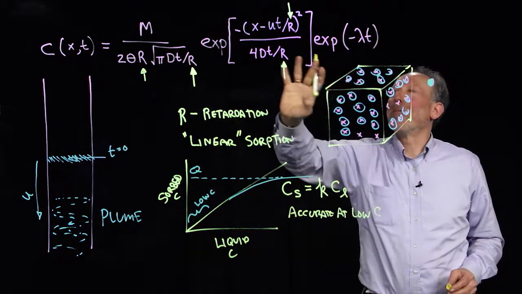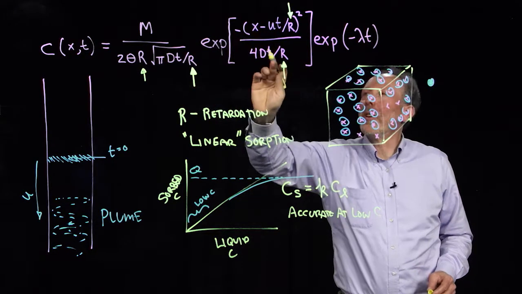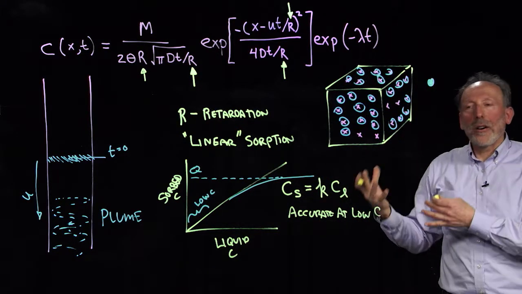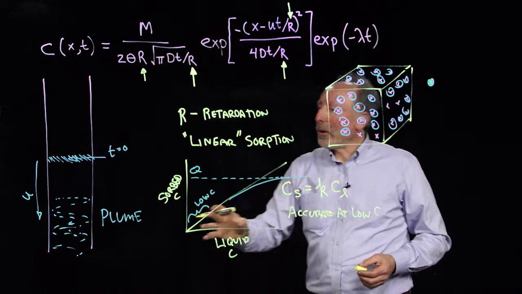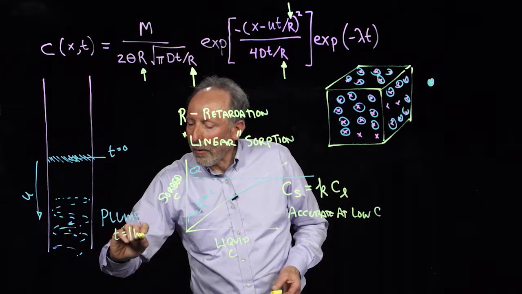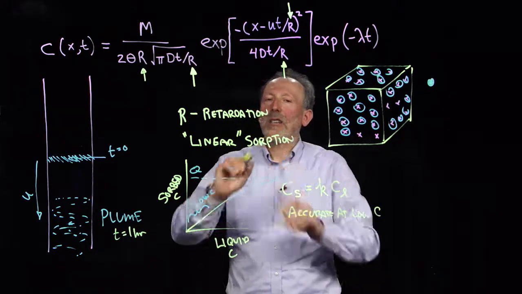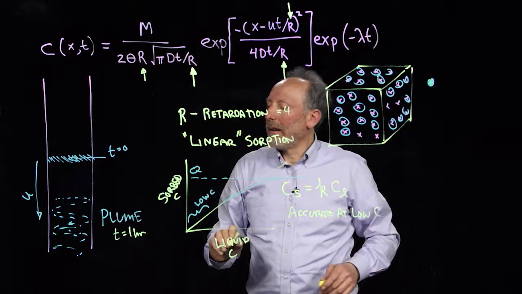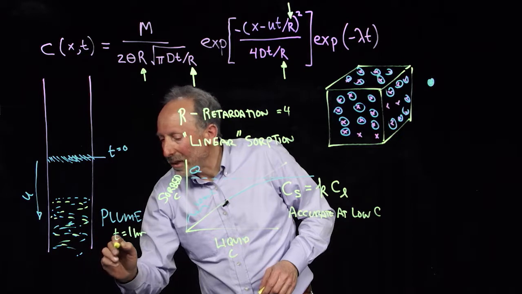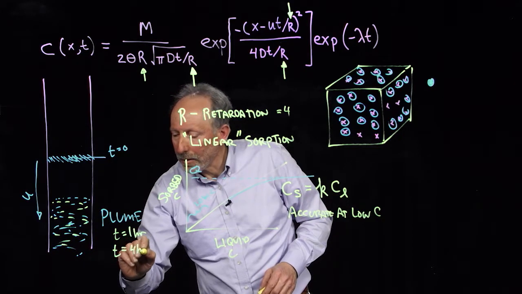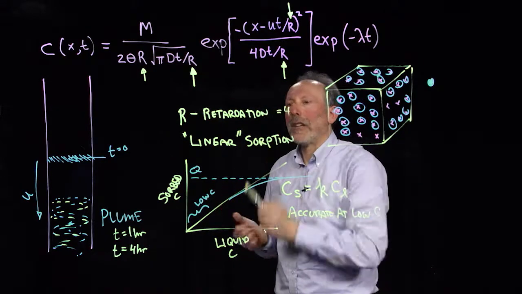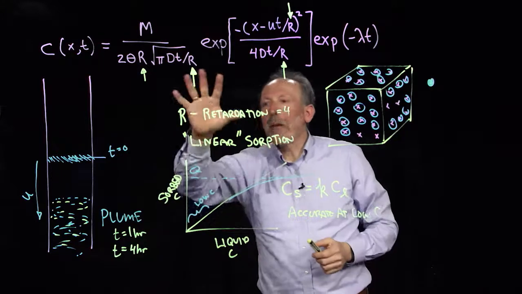Again, setting aside degradation for the moment, but in this part of the equation, it's always T over R, T over R, T over R. So all of the time is adjusted by the retardation factor, which means that for the plume, if with no retardation, the plume took T equals, let's say, 1 hour to get here, and if the retardation factor were equal to 4, then for the retarded plume to get to the exact same place would take T equals 4 hours. So the retardation really does just slow down the movement of the compound, and it's very predictable.